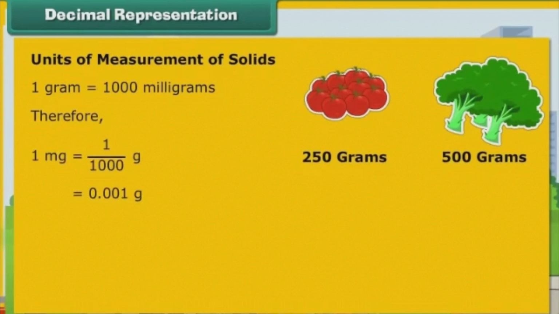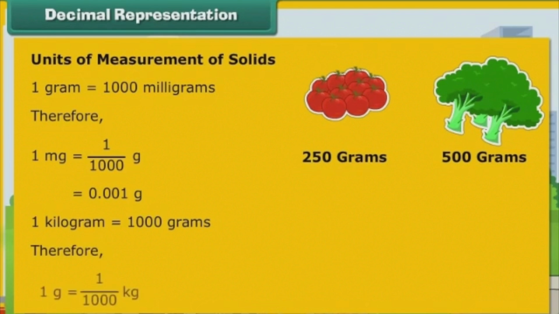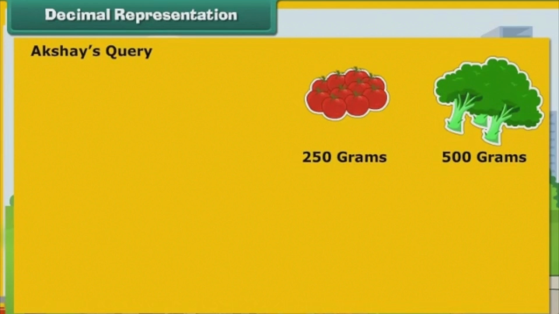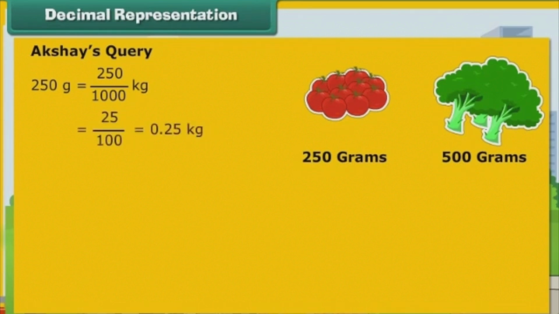That is equal to 0.001 gram. 1 kilogram is equal to 1000 grams. Therefore, 1 gram is equal to 1 by 1000 kg. That is equal to 0.001 kg. Let us now express the vegetables Akshay's mother purchased as kilograms. 250 gram is equal to 250 by 1000 kg. That is equal to 25 by 100 kg. That is equal to 0.25 or 1 by 4 kg.